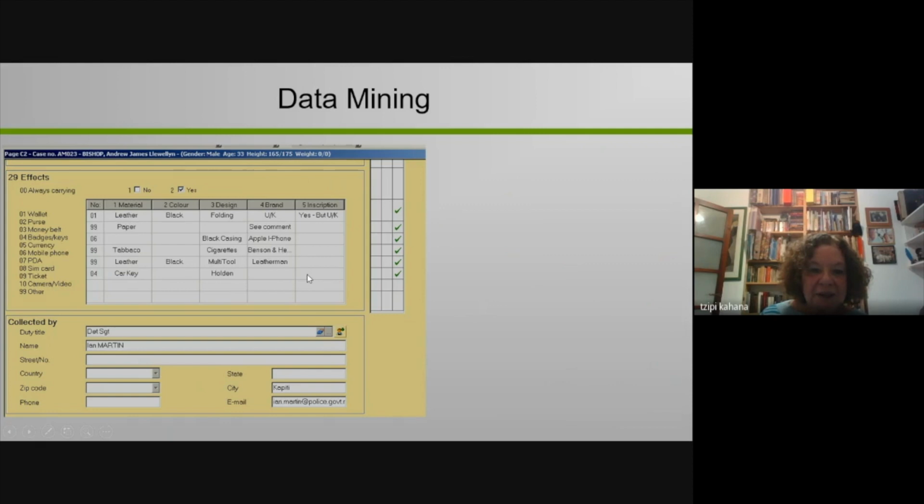For instance, this is a case in which the family of this individual related to the Interpol what are the most common personal effects that he used to have with him. He had his iPhone, he used to smoke Bensons and Hedges, and he used to carry a multi-tool, the type Leatherman. Okay, we thought, you know what, this Leatherman might be something that it's worth looking for.